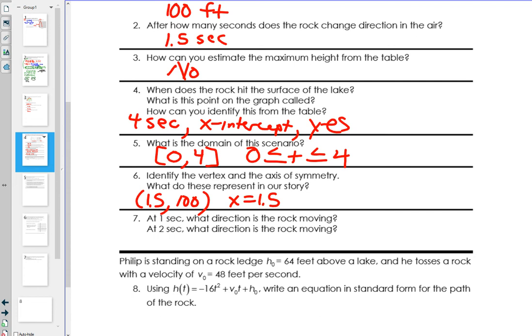What do these represent in our story? Well, I wouldn't even know what to tell you about the axis of symmetry, but we know that the vertex is the maximum height of the rock. If the rock would have been launched from the ground, then you could have also said that the vertex is the halfway point of its travel. But 1.5 is not in the middle of 0 and 4.